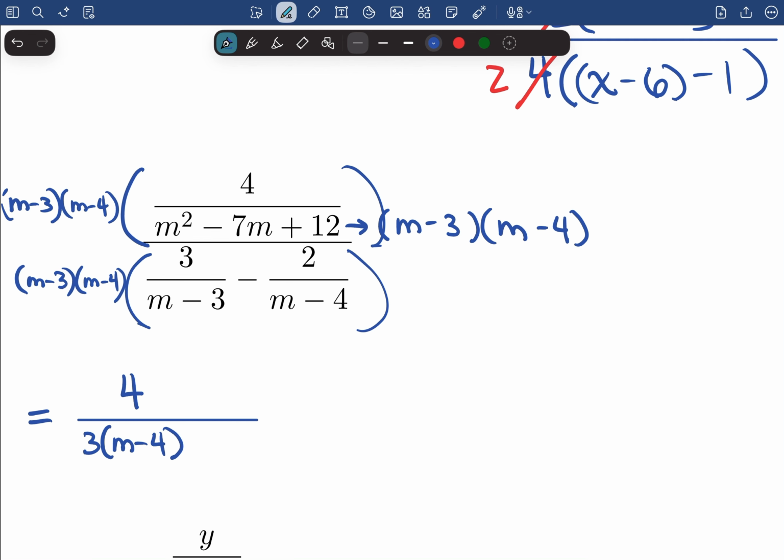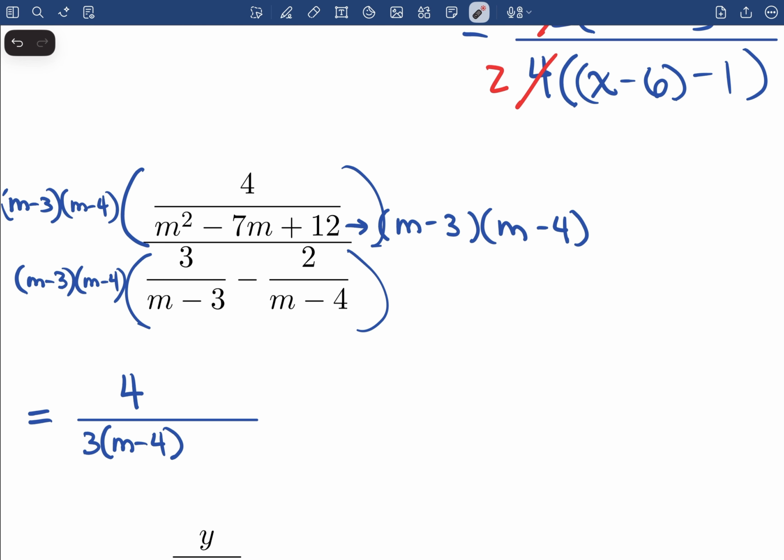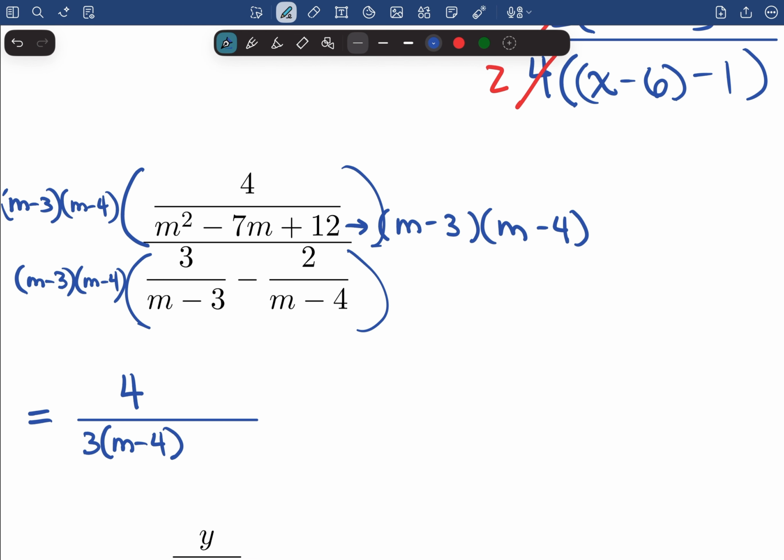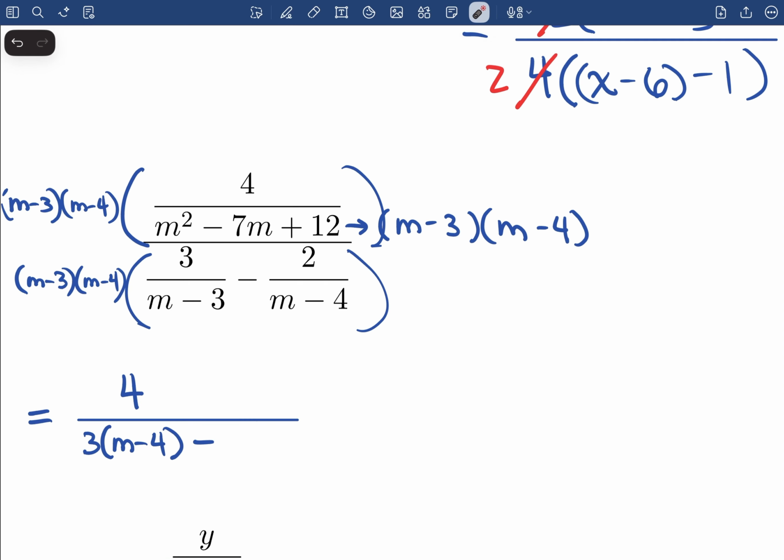And then I have the minus sign right here. Yeah, that minus sign, I'm going to write it. And now I'm going to look at the second fraction. This second fraction is multiplied with the LCD, but this m minus 4 cancels this m minus 4. And so this 2 is multiplied with the m minus 3.